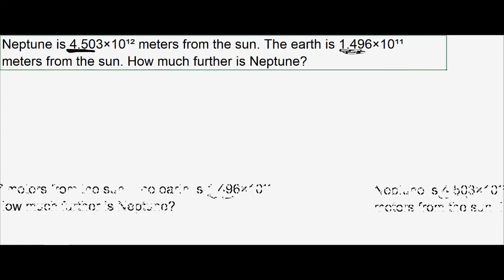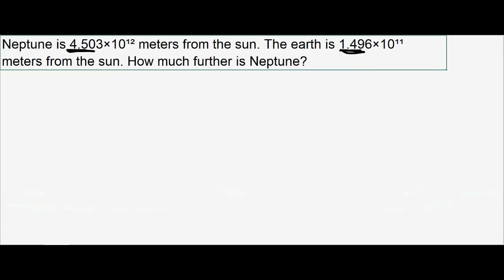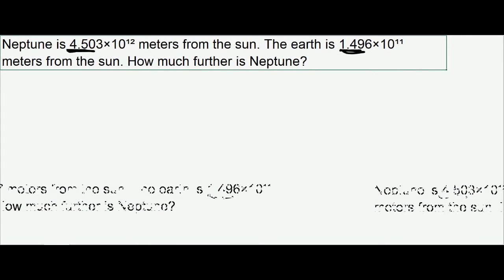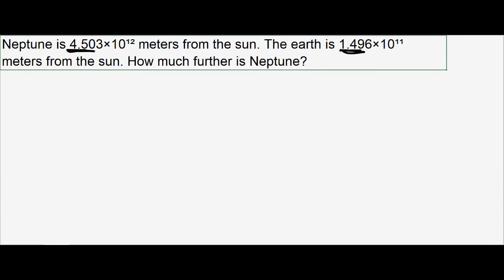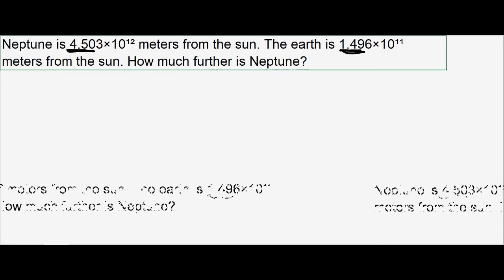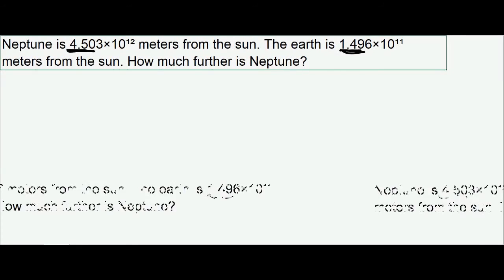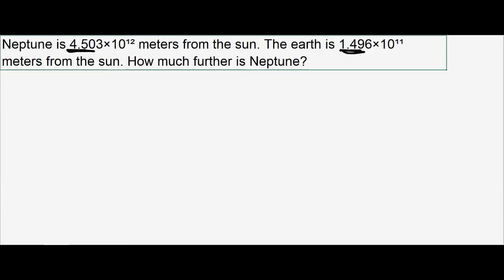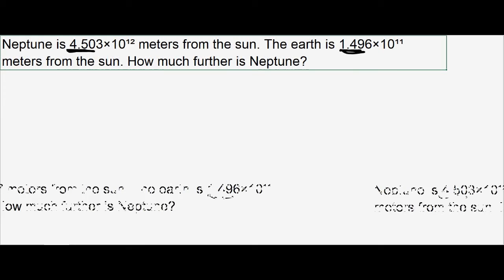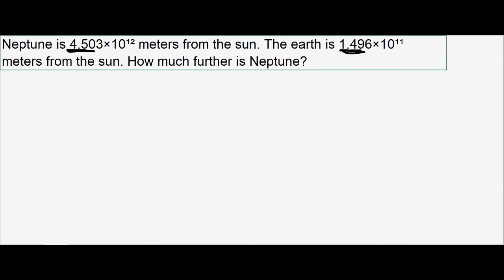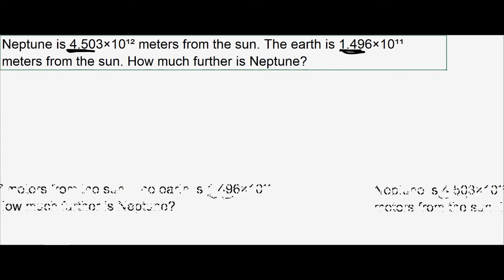What we're saying here is that to get the distance to Neptune from the Sun, we have to multiply 4.503 times 12 tens to get that distance. It's obviously a very big distance. That's why we're using scientific notation. So the decimal point is actually 12 places to the right of where we see it. So to get the decimal points really to line up between the two numbers, we need to get the exponents on the tens to be the same.